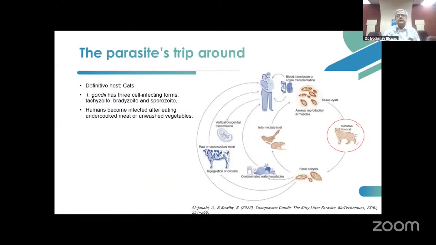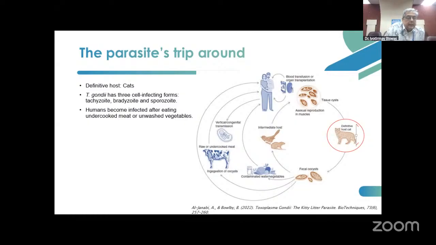I'm not going into the details of it. The definitive host of the parasite is the cat. I'm not going into the details of that one, but you can get the parasitic infection by contaminated water from the cat's stool, or by taking uncooked meat where the parasites are there, the intermediate host, and there you can get it.